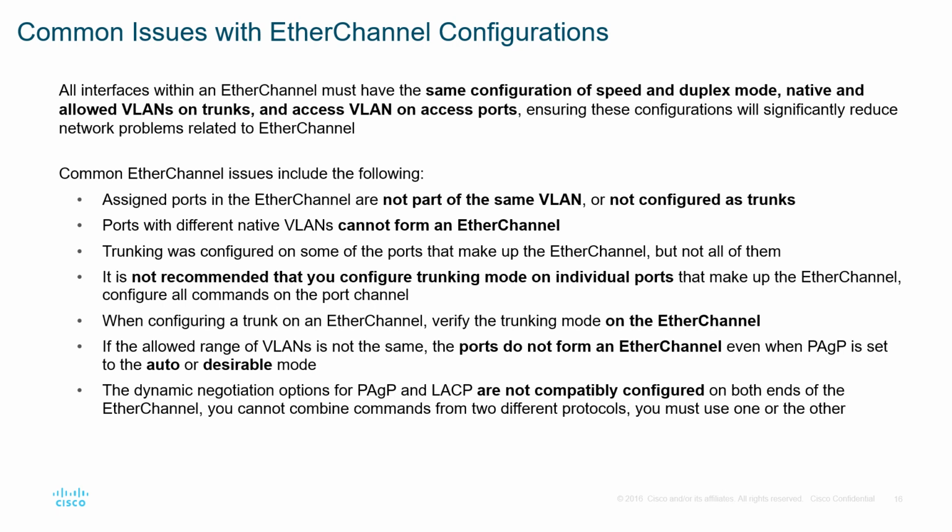All interfaces within that channel must have the same configuration of speed, duplex, native, and allowed trunks, and access VLAN on access ports, ensuring that these configurations will significantly reduce network problems related to your channel. Common issues: assigned ports in the EtherChannel are not part of the same VLAN or not configured as trunks. Ports with different native VLANs cannot form an EtherChannel.